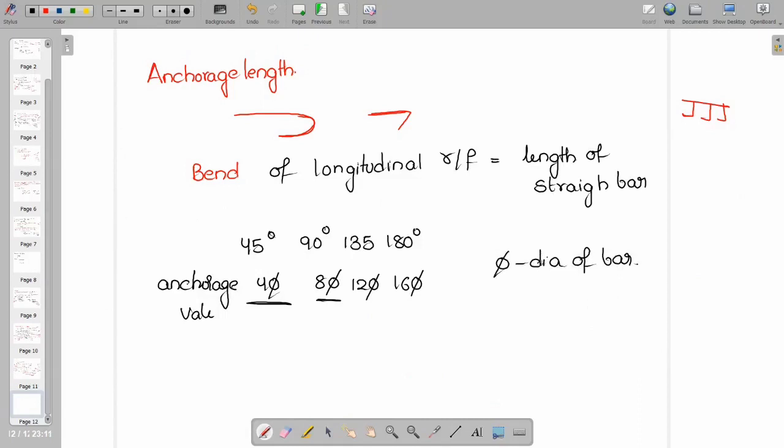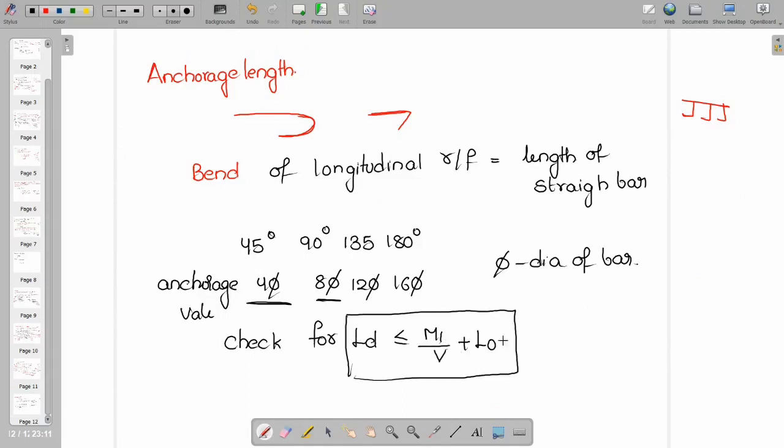Next, what I would like to tell you is check for development length. The development length should be less than or equal to M1 by V plus L naught. Remember, students, development length you cannot provide whatever you want. Immediately you will ask me what is M1 by V.